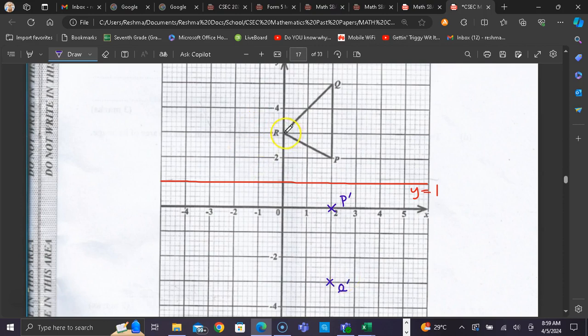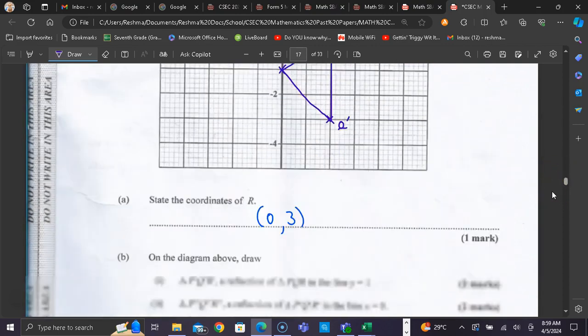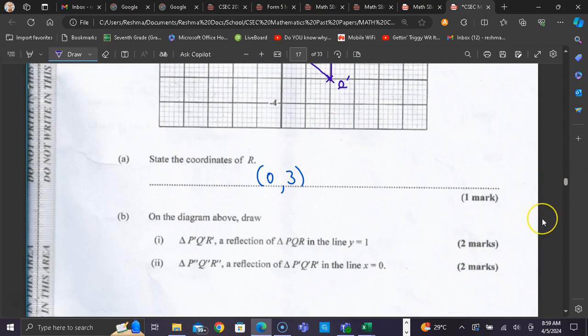And the last point R is 1, 2 units away, so R' will be 1, 2 units on the other side. So this is where R' is. Our triangle P'Q'R' is this triangle here. Okay, so that's part 1. Let's look at part 2.